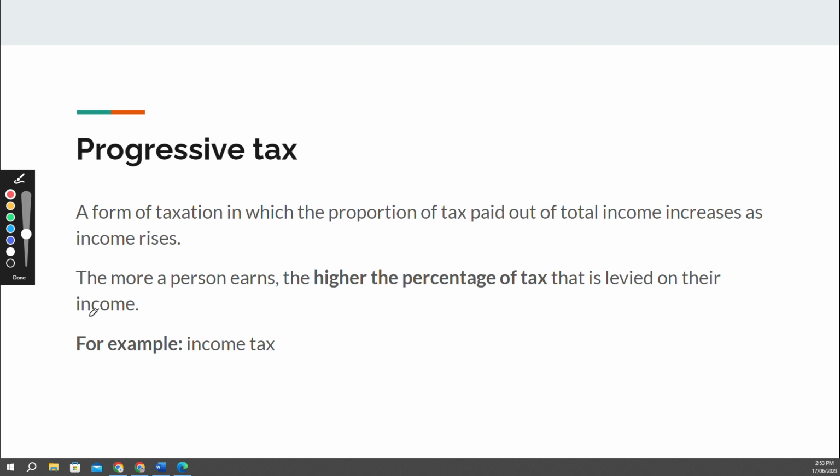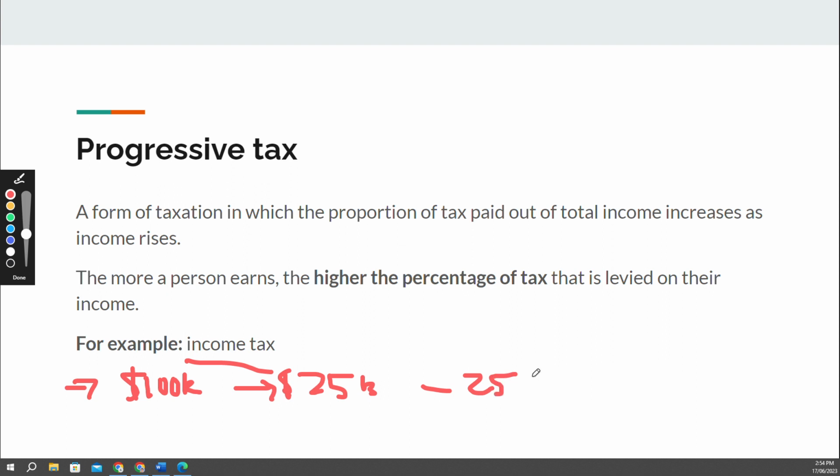So the definitions are here, but let me give you an example. The best example is income tax in Australia. Because a household who earns $100,000 in Australia, I'm just going to tell you the numbers, it pays about $25,000 in tax to the government. Now that works out to be, nice and simple, 25% of your income.